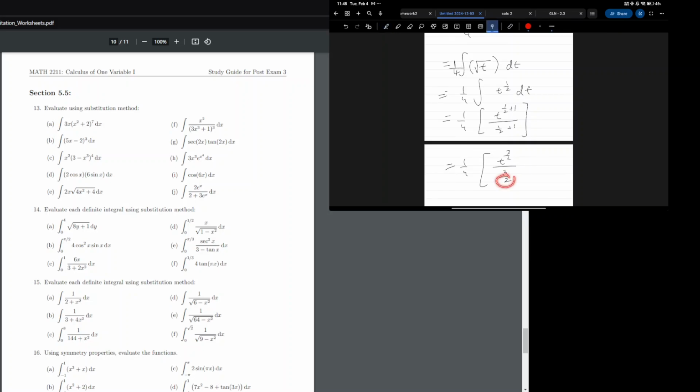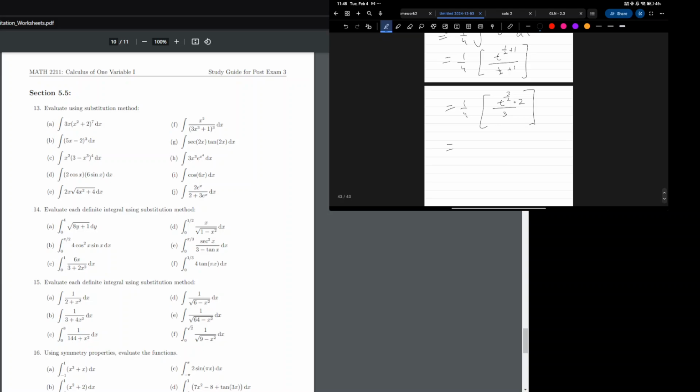Now this 2 over here doesn't have anywhere to go. So it's going to go on the top, times 2. Okay? And it's going to look something like this. Now, if it doesn't confuse you, this 4 and this 2 are basically 2 over 4.